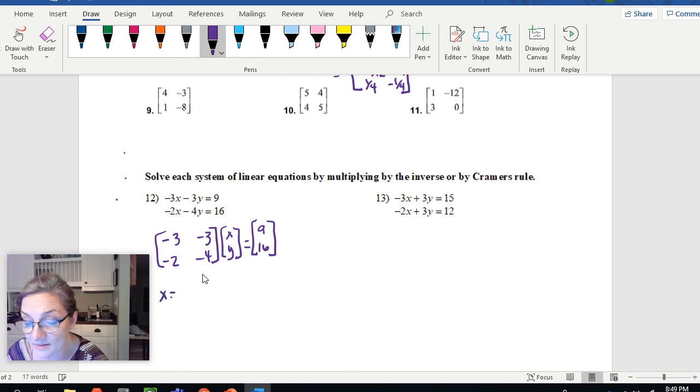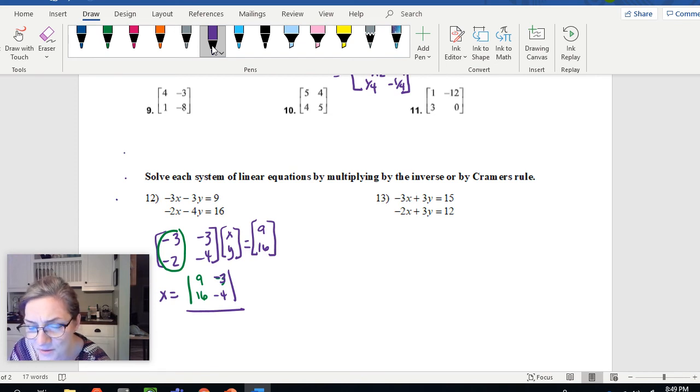To find the X, I am going to circle, let's go to green. I'm going to circle my X's. These are my X's right here. So I am going to find the determinant of not 3 and 2 with 3 and 4, but 9 and 16. So 9, 16, negative 3. I want to go back to purple, sorry. Negative 3, negative 4. All over, I want to go ahead and find the determinant of this.